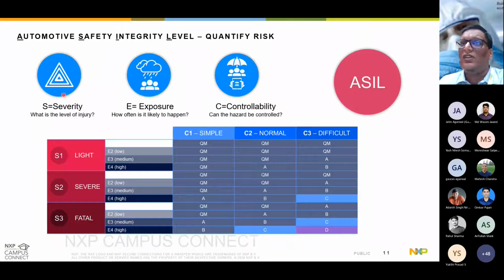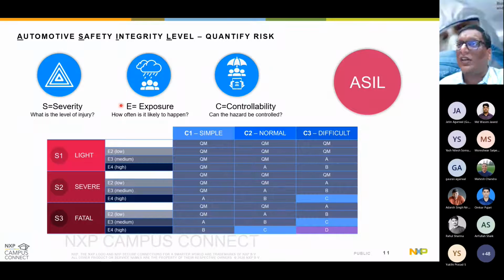Severity is the level of injury that would happen if that hazard happened. Would the severity be light injuries, severe injuries, or fatal? Those are three different categories that you classify based on the hazard. On exposure, it's how frequently that can happen, or basically the condition under which that hazard happens: is that going to happen very often or very unlikely? For example, if you're driving on a highway and that condition can happen on a highway, then it is very likely to happen.